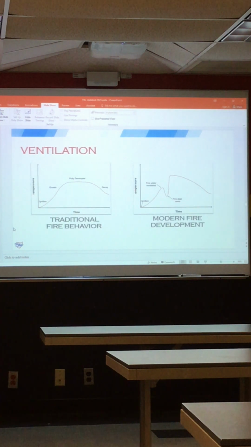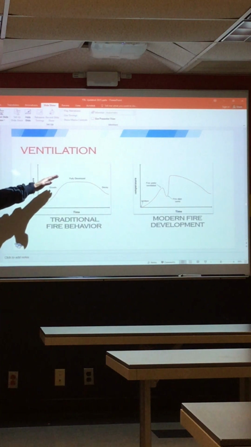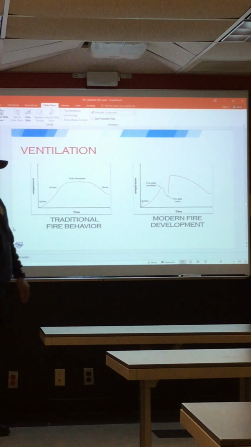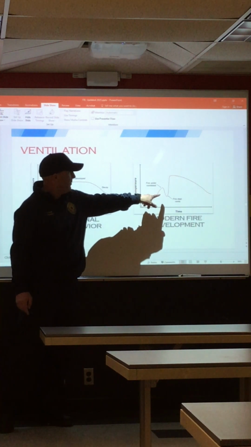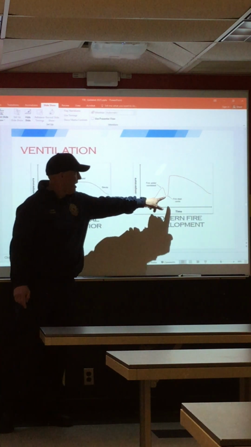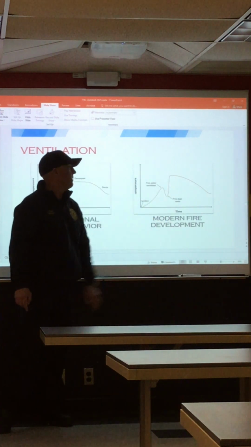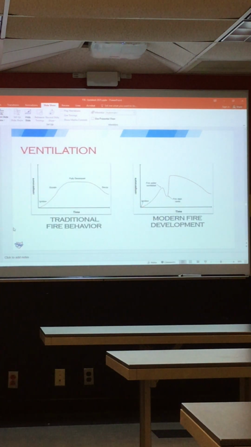Traditional fire curve on the left-hand side. That was taught back when Chief Smith and Captain Bowen and us took the class. You had your ignition, your growth period to fully developed, then decay. Well, now it's a little bit different. You have your ignition point, it goes vent limited, and then we arrive, and then it flashes. That's the modern fire development curve. Things happen a lot faster now.